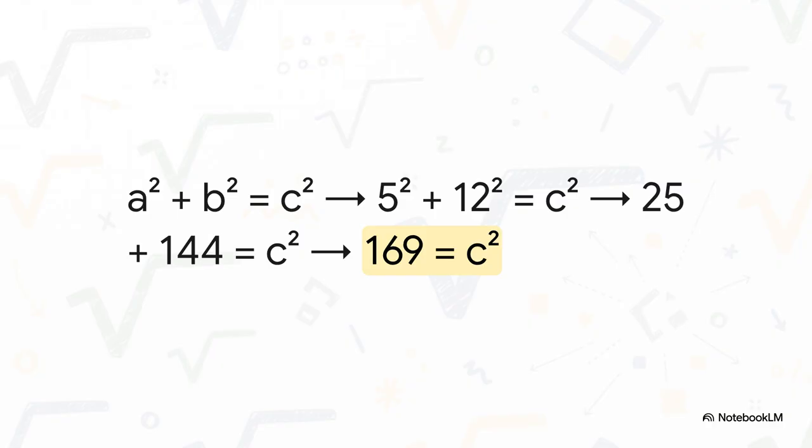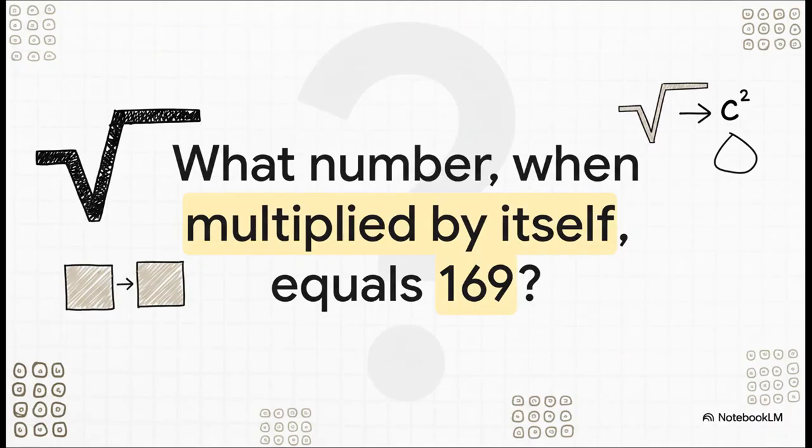So we plug in the numbers. 5 squared plus 12 squared. That's 25 plus 144. So c squared, the length of the ladder squared, is 169. But here's the real question. How long is the ladder itself? So, to get from c squared to just c, what do we do? We have to do the opposite of squaring a number. We need to find its square root. We have to answer the question you see right here.